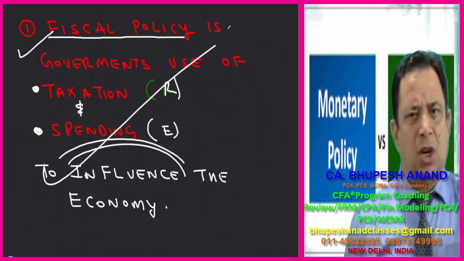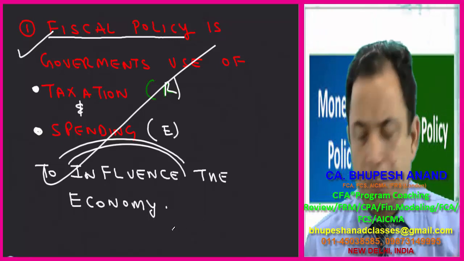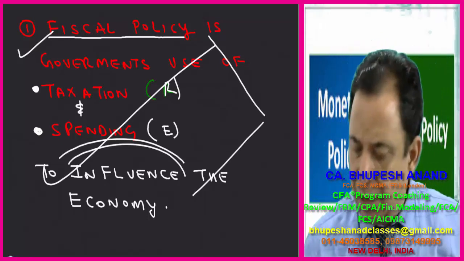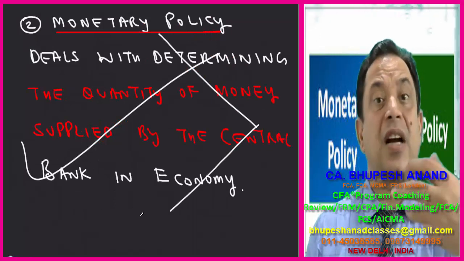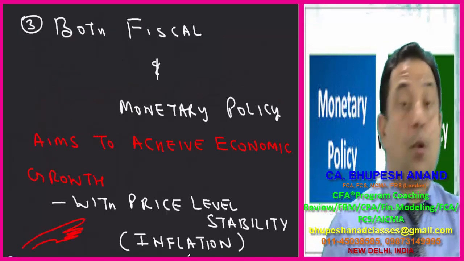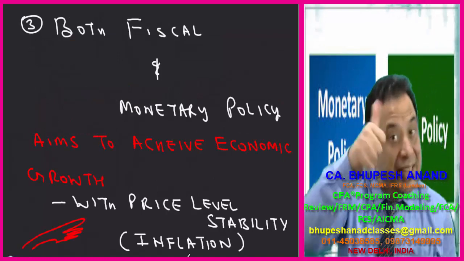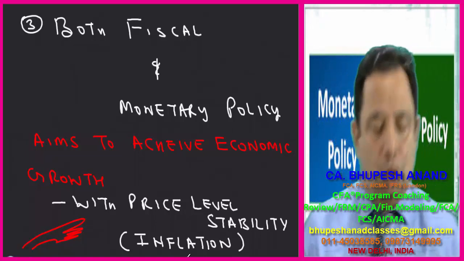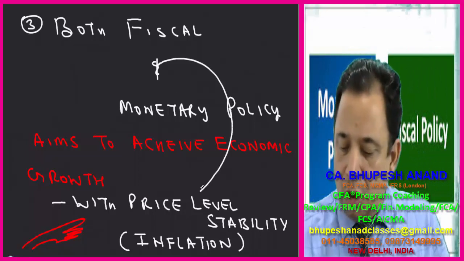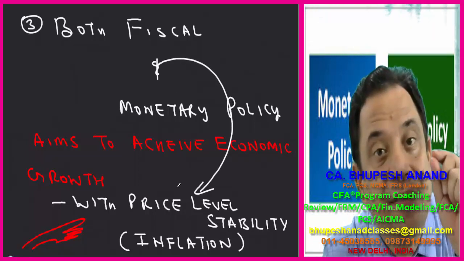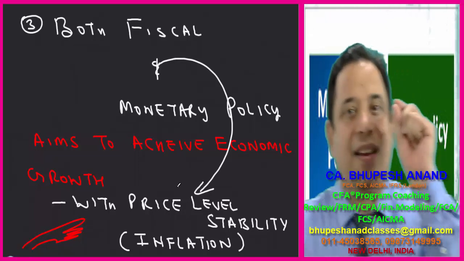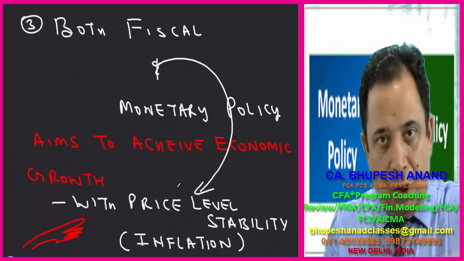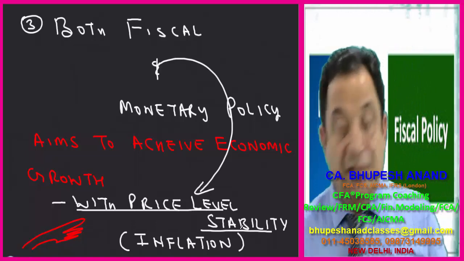This is the basic meaning of fiscal policy, and this is the basic meaning of monetary policy. Fiscal policy is more related to the government, central government and state government, and monetary policy is more related to the central bank, with the governor of that bank. Both fiscal and monetary policies have the same objective: both aim to achieve economic growth, but it should be with price level stability.